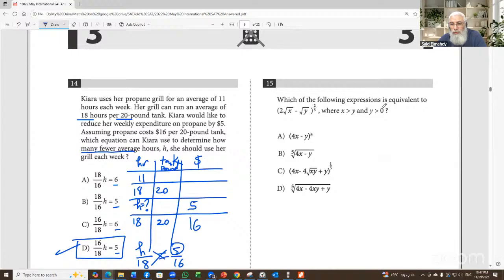Which of the following expressions is equivalent to this? So 2 square root x minus square root y.